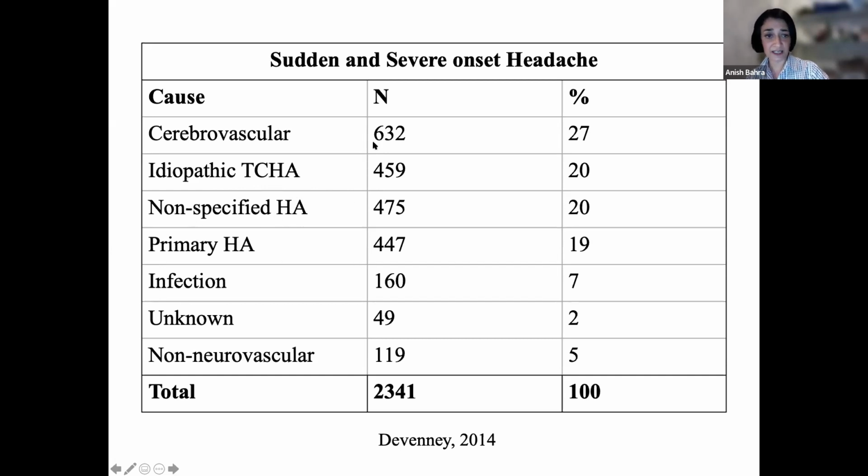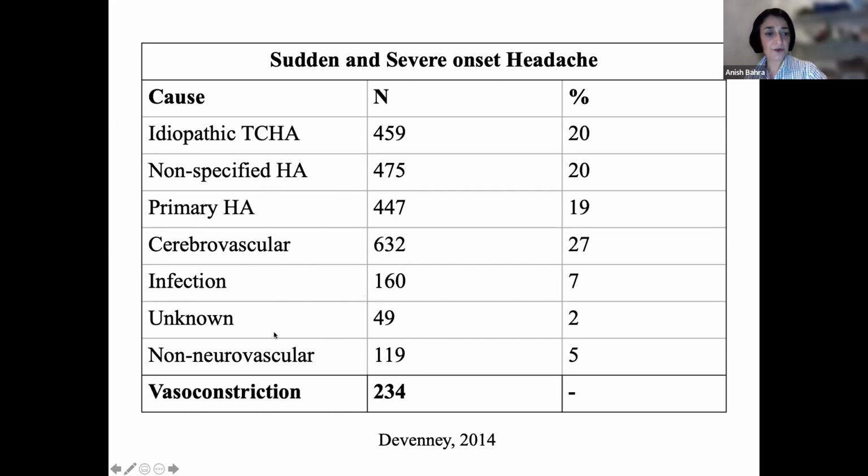Primary headache, again, is a large proportion. And then smaller, we have infection, unknown, non-neurovascular. In those where they had a CT angiogram or an MRA, and there was vasoconstriction shown, this was 2, 3, 4, outside this other group who didn't have any sort of angiography.